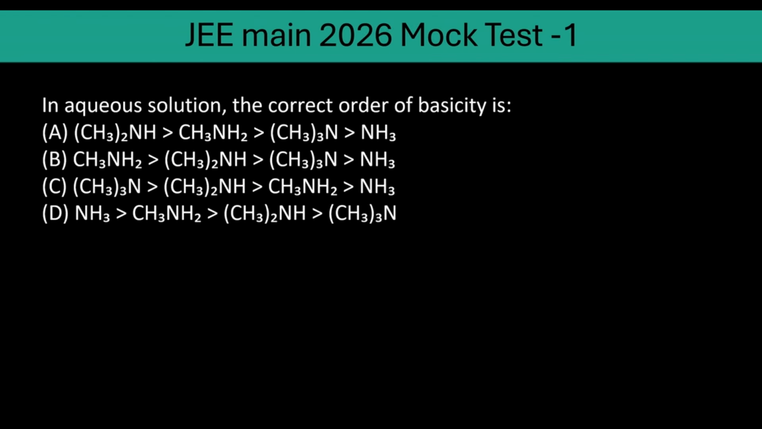In aqueous solution, the correct order of basicity is, this we have solved already and asked so many times also. I know very well you can answer this question. You are following our channel. In aqueous solution, in case of methyl substituted amines, what is the order? We have to consider steric effect, inductive effect, and also the solubility. So it follows starting from the secondary. There is only one answer given. That is A, and then comes primary and then tertiary.